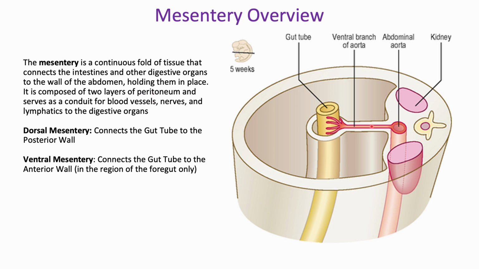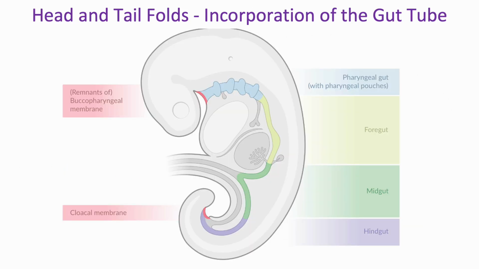And what you will see that's important here is this is going to be where the different vessels that are going to supply the organs of the abdomen are going to be located. So the vessels run primarily through the mesentery to get to the gut tube. So the dorsal mesentery is going to connect the gut tube to the posterior wall, and in the region of the foregut, which we'll discuss briefly in a moment, we're going to have the ventral mesentery, and that's going to connect the gut tube to the anterior wall.